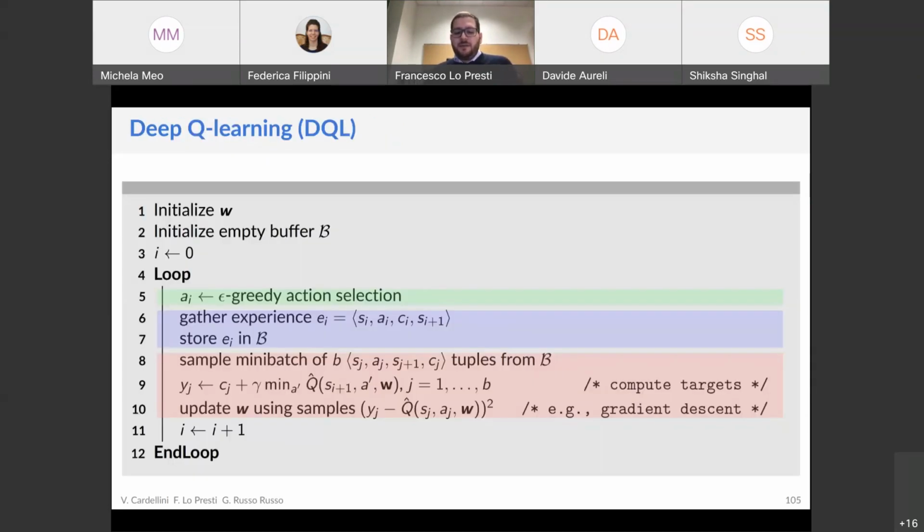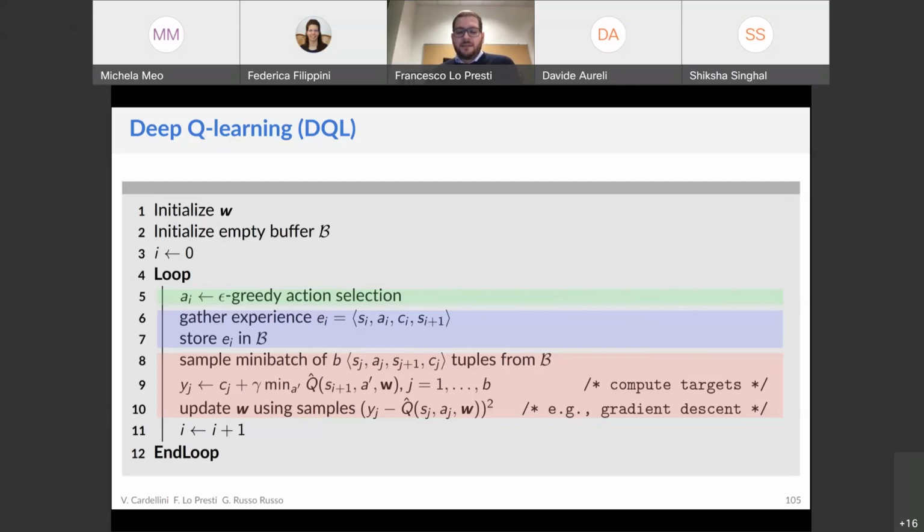With all these building blocks, now we are able to define a new version of the Q-learning algorithm, which is deep Q-learning. Basically, this is Q-learning where we use a deep neural network, or in general, an artificial neural network, to approximate the Q function. The general scheme of this algorithm is similar to the basic version of Q-learning. At each step, we pick an action, for example, using epsilon-greedy action selection, and then we gather some experience. So we observe a transition to a next state, and we observe a cost.